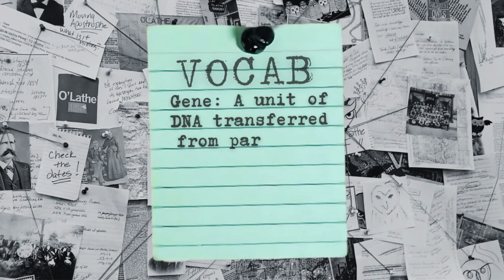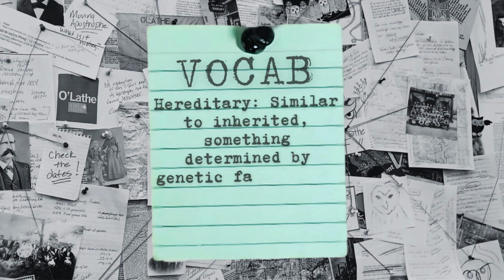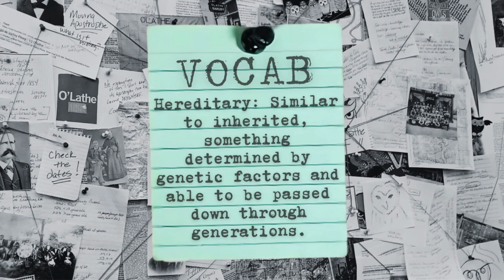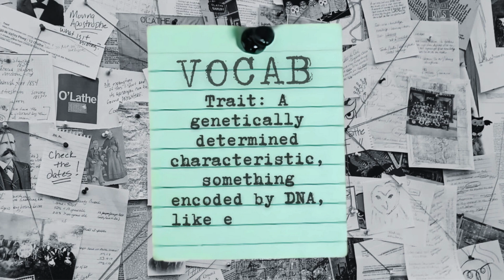Gene, a unit of DNA transferred from parent to child that confers a part or all of a trait. Hereditary, similar to inherited, something determined by genetic factors and able to be passed down through generations. And trait, a genetically determined characteristic, something encoded by DNA, like eye color.